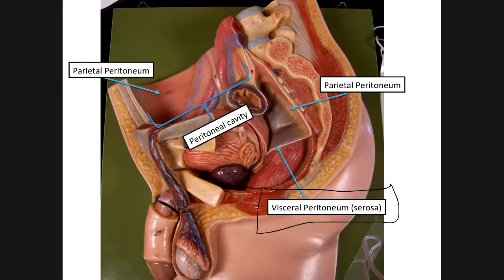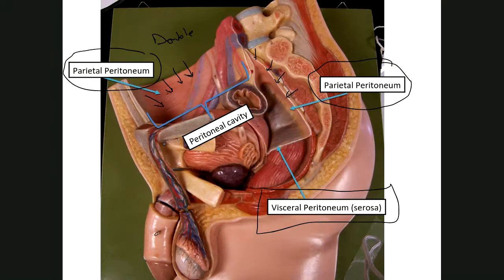But remember, it's a double layer. So not only do we have a visceral layer, we also have a parietal layer. But the parietal layer doesn't touch the organ, it lines the cavity. Look, it's adhered to the wall of the cavity. Same thing over here, it's adhered to the wall of the cavity. That's the parietal peritoneum.